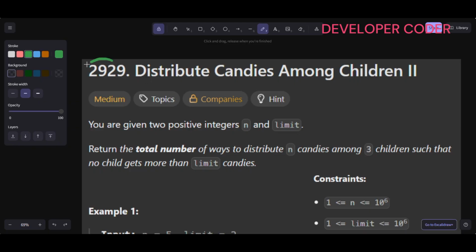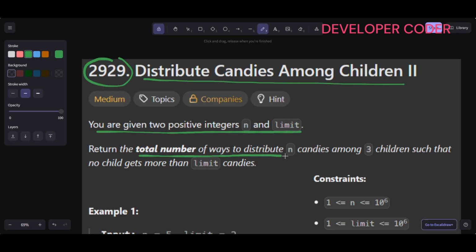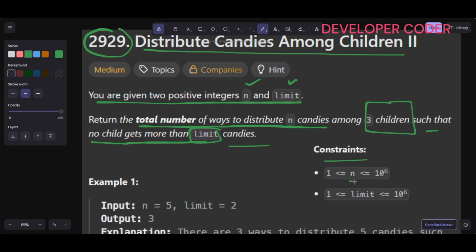Problem number 2929, distribute candies among children too. So let's read the problem statement first. You are given two positive integers n and limit. We have to return the total number of ways to distribute n candies among three children such that no child gets more than limit candies. So these are the constraints: n ranging from 1 to 10 to the power 6 and limit also ranging from 1 to 10 to the power 6.